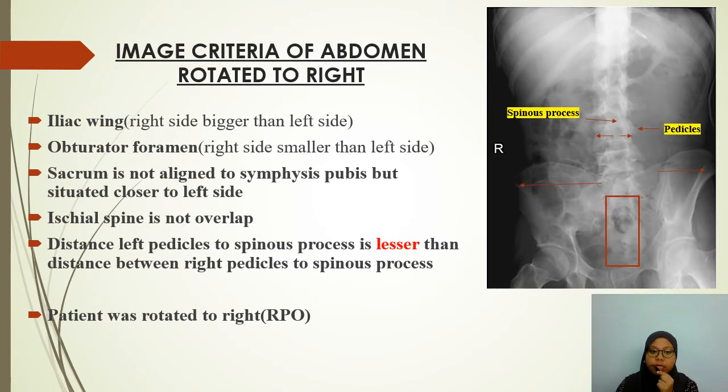Next, for the image criteria of abdomen rotated to right. The iliac wing at the right side is bigger than the left side. Then the obturator foramen, the left side, I highlight this because it is more visualized here. The left side is bigger than the right side. The sacrum, if you can see in the box here, is situated closer to the left side. It does not align to the symphysis pubis. Then the distance of the left side pedicles to the spinous process is lesser than the right side pedicles to the spinous process. So this radiograph proves that the patient is rotated to the right, which is RPO. Okay.